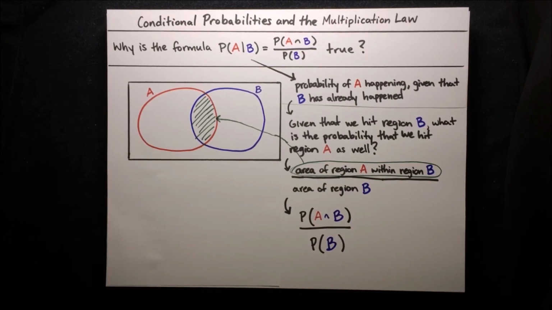So now we know how to compute conditional probabilities and use the multiplication law to compute the probability of the intersection of two events. In the future, we'll continue to learn more about the multiplication law, including how it simplifies for independent events.